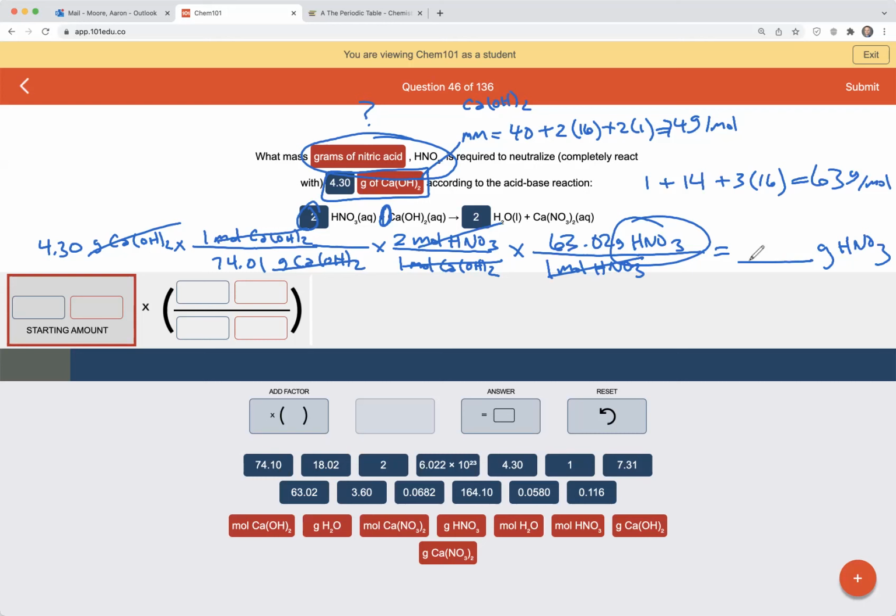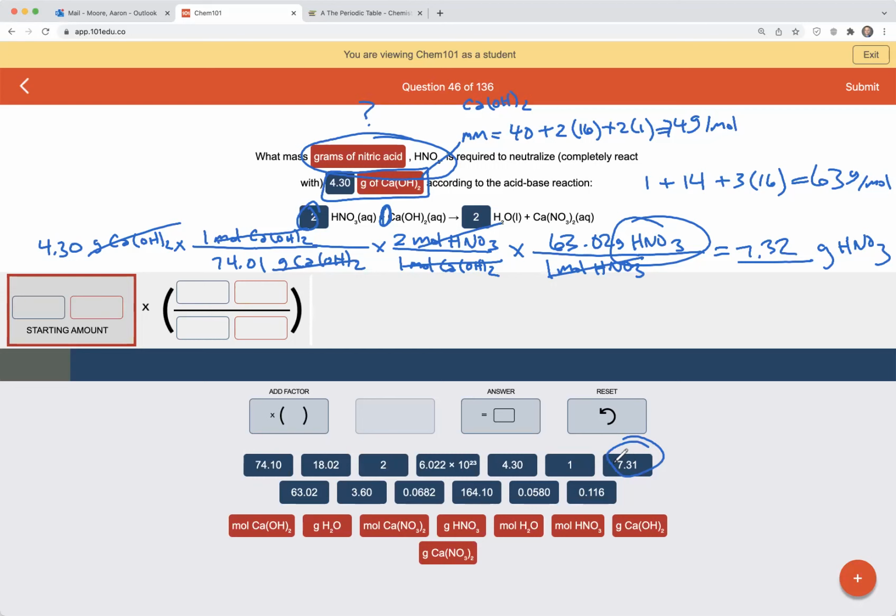Let me punch all that into my calculator. 4.3 times 2 times 63.02, hit enter, and I divide that by 74.01, hit enter. There's nothing else in the denominator. I get 7.32 if you round to 3 sig figs. With these, you can always look, and here's a 7.31, so that's a reasonable answer, at least it's down here. That's the one I'm going to choose whenever I punch in the answer.